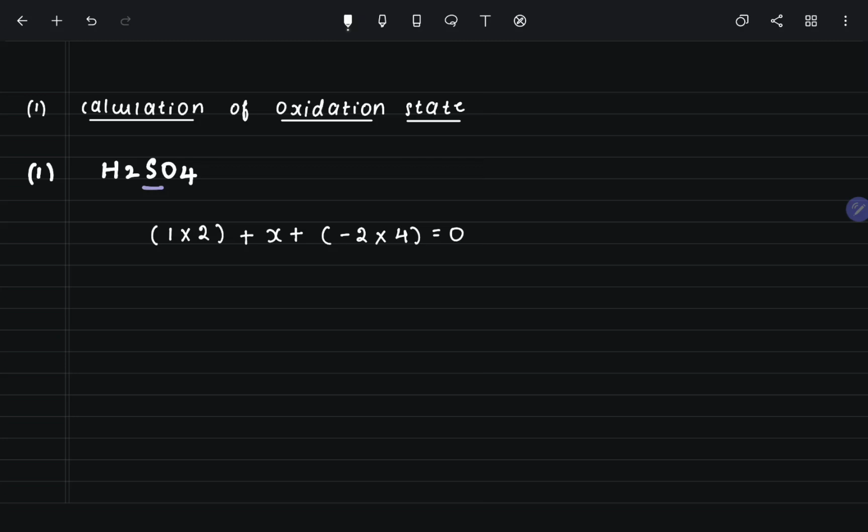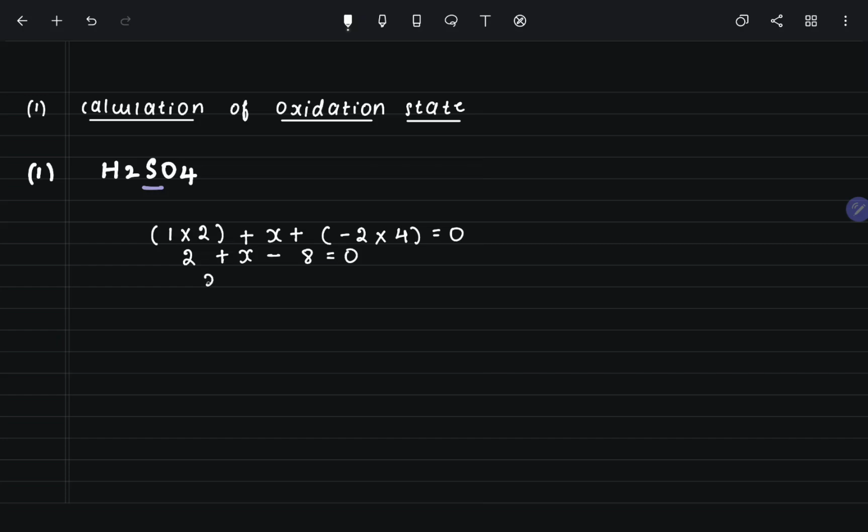I'm going to repeat it again. Hydrogen is 1, so 1 into 2 because there are 2 hydrogen, plus X. Sulfur you don't know the value here. Then -2, the oxygen fixed value. Hydrogen and oxygen fixed values are 1 and -2. Oxygen you have 4, so -2 into 4, is equal to 0. Then what is 2 into 1? 2. So plus X. Plus into minus is of course minus. 2 4s are 8, is equal to 0.